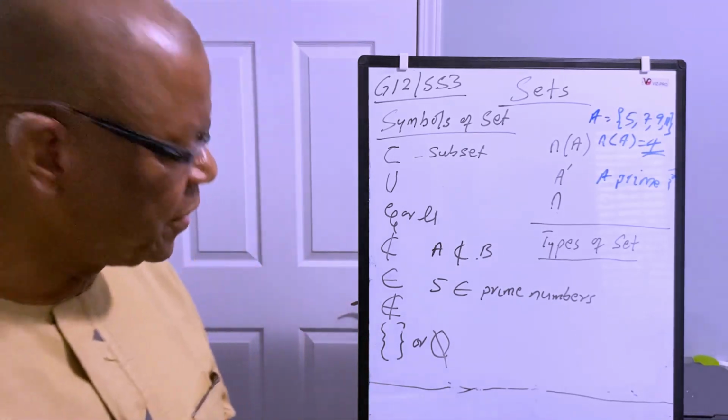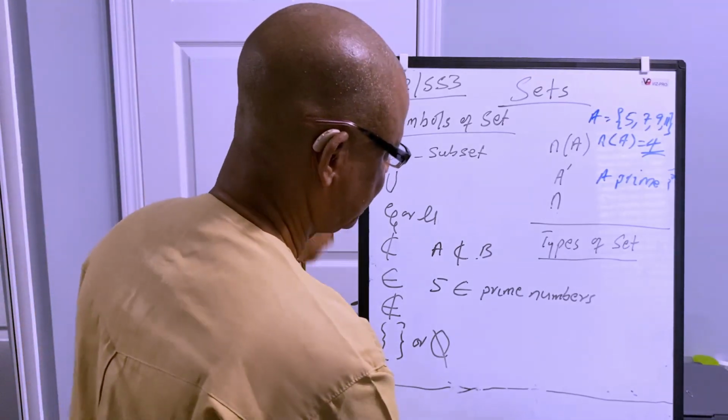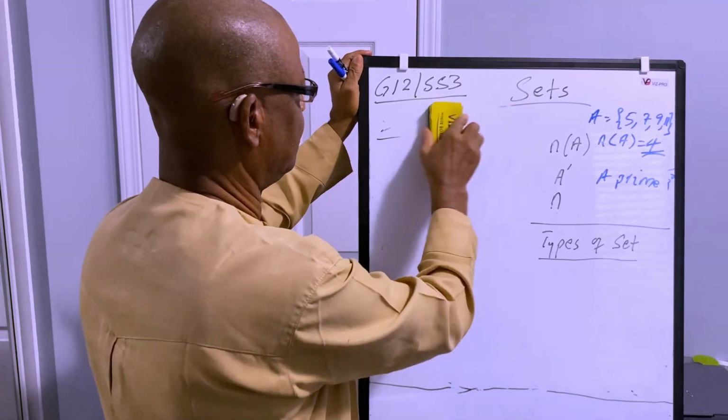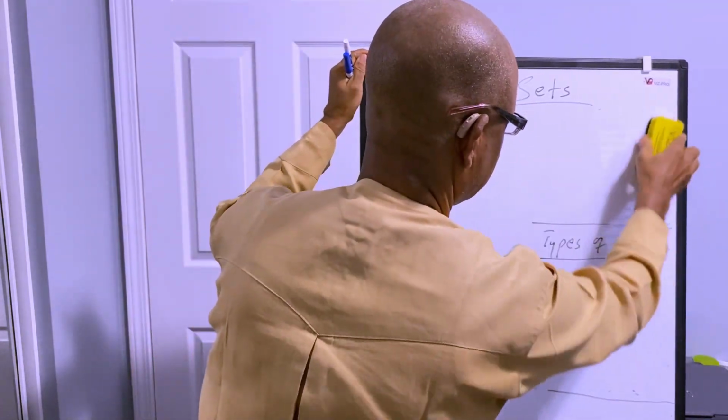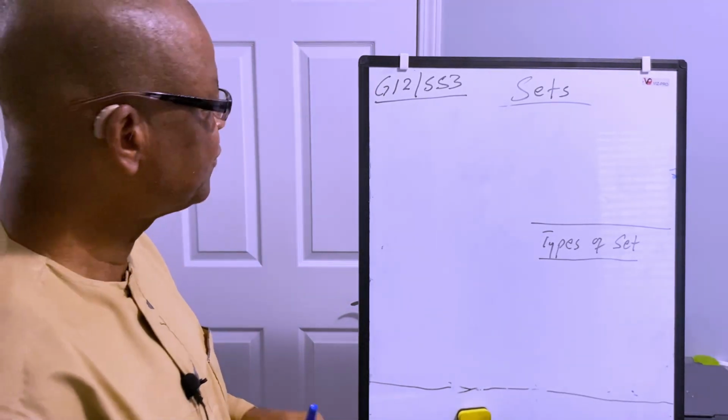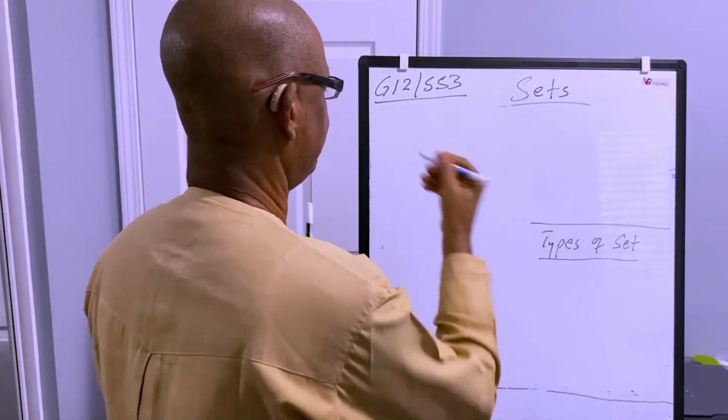We also have different sets that we need to know, which we call types of sets. We have the finite set.